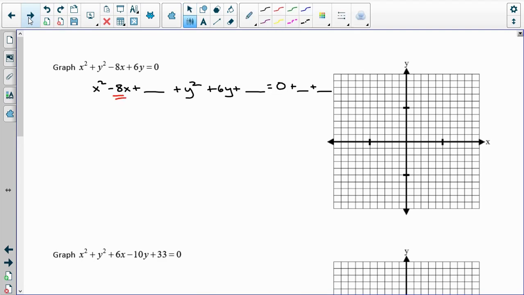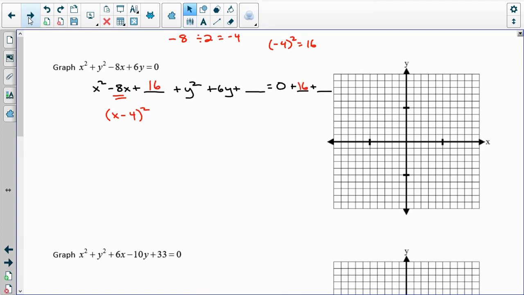So we're going to take the middle term for x, that's negative 8, and we're going to divide it by 2. We get negative 4. That goes inside of the parentheses that is squared when we make it look like it's in graphable form. Then we take negative 4 and square it, and that gives us 16. That's what we put on the blanks that we add. So we have x minus 4 squared, and then this whole section here would factor into x minus 4 squared.